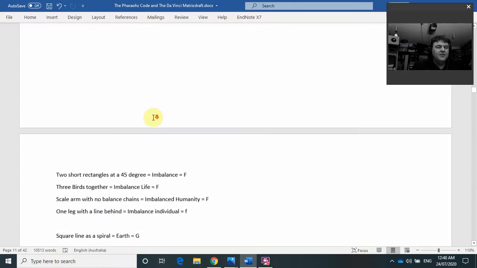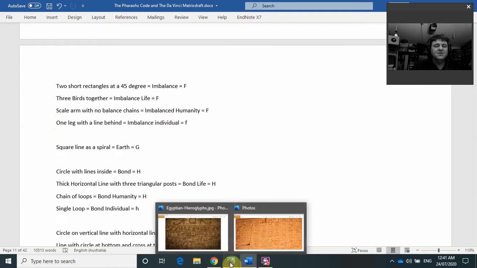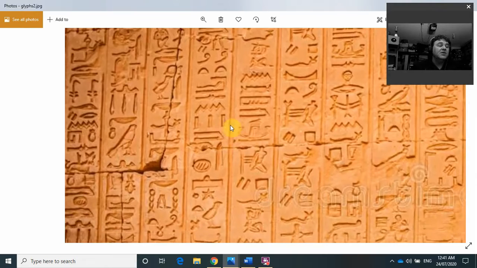Okay, so in terms of the imbalances, we covered that 2 short rectangles at a 45-degree angle, the representative of the whole concept of imbalance, and that the 3 birds together would be the imbalance at a life level. And the scale arm, no balance chains, as mentioned. This is the imbalance representation for humanity level. And for an individual imbalance, it is a 1 leg, sometimes with a line behind, other times not. And we come across here and have a little look.